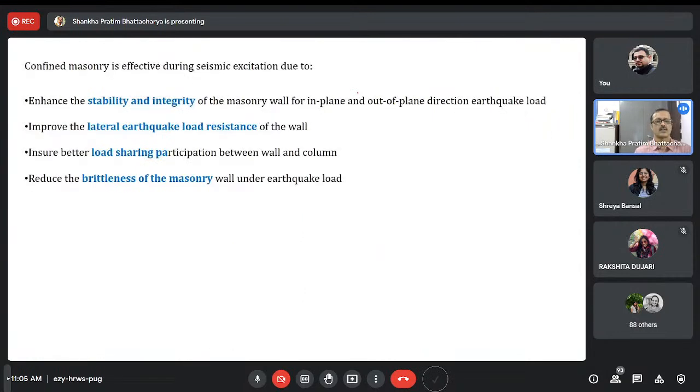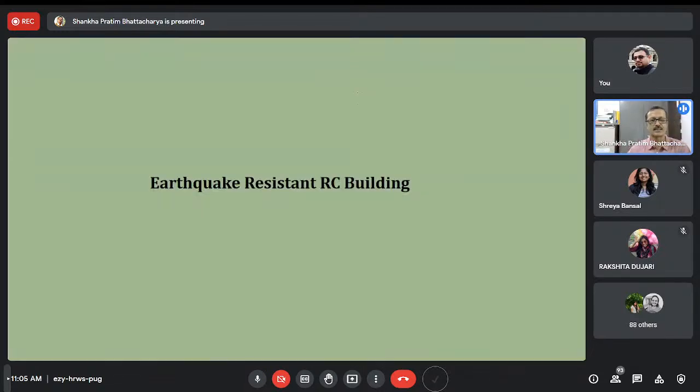So as you understand, in the time of earthquake, it gives you the stability and integrity. It gives you the lateral earthquake resistance capacity. It will take part in the load sharing way, and the brittleness of the masonry will also be taken care of. Next, let us go.